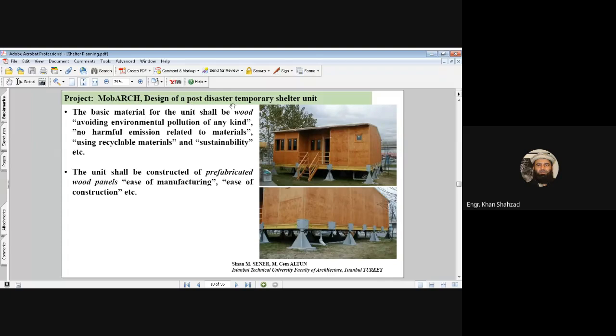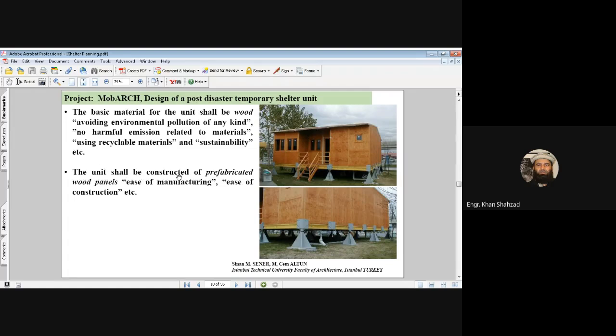Design of a post-disaster temporary shelter unit. The basic material for the unit shall be wood. These guys seem to be from Turkey. Yes, this is Istanbul, Turkey. So they have developed this system, and for this system, they're saying that the basic material should be wood or timber, to avoid environmental pollution of any kind, no harmful emissions like carbon emission related to materials, using recyclable materials and making it more sustainable, or going towards sustainability.